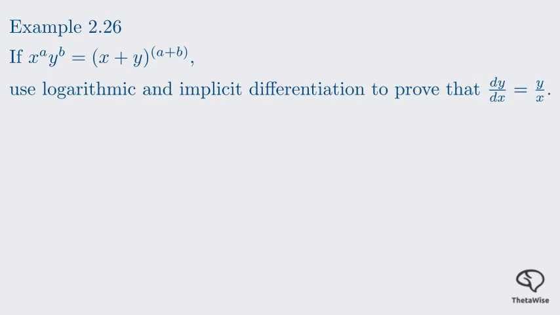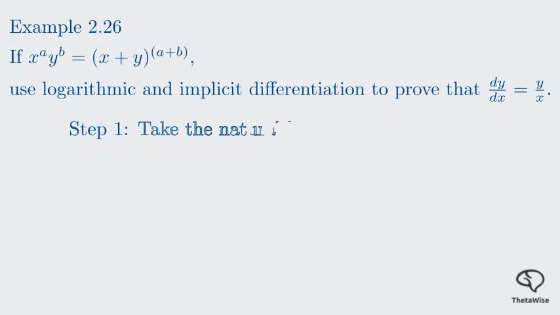We have variables raised to constant powers on both sides. When we see this structure, especially with a product on one side and a sum in the base on the other, it's a strong hint to use logarithmic differentiation. This allows us to bring down exponents and simplify products.